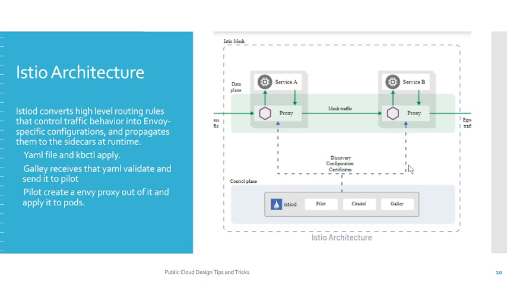So this is how discovery, configuration and certificates are applied from the control plane to the data plane, and they will discover the respective services identifiably. And this is the basic architecture of Istio.